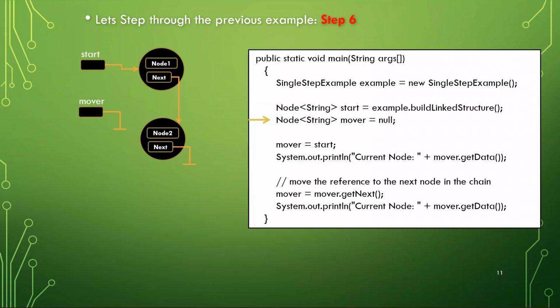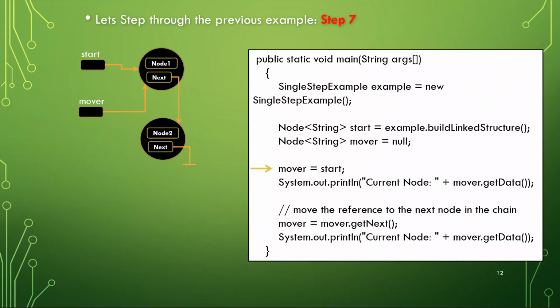Here again is that mover node. We're setting it to null in the beginning just because we're not linking it in. It's good practice to start with, and just showing then that first step of it being created. Next we have mover equals start. And so start currently references this node, so mover will now reference this node right here.